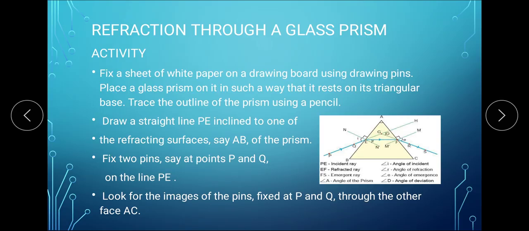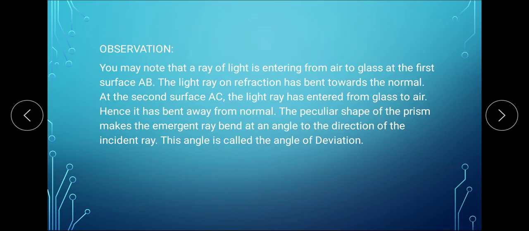So with this activity we have learned that when a ray of light passes through a glass prism, it suffers refraction twice, and the emergent ray which finally emerges out of the glass prism is inclined to the direction of the incident ray at an angle called the angle of deviation. I hope you have understood this activity.